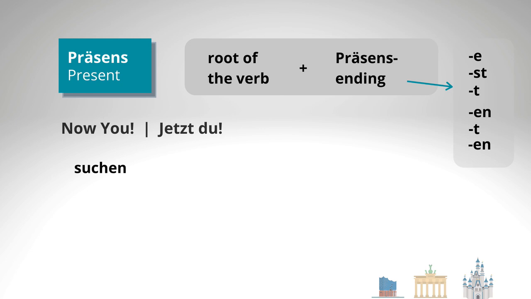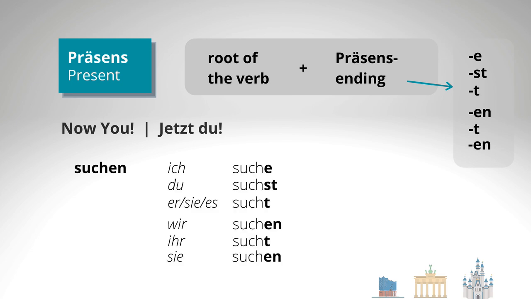You do this by first getting the root of the verb. Remember, that's just the infinitive minus en, in this case such. So suchen minus en equals such. And then we add the Präsens endings. So we have ich suche, du suchst, sie/es sucht, wir suchen, ihr sucht, and sie suchen.